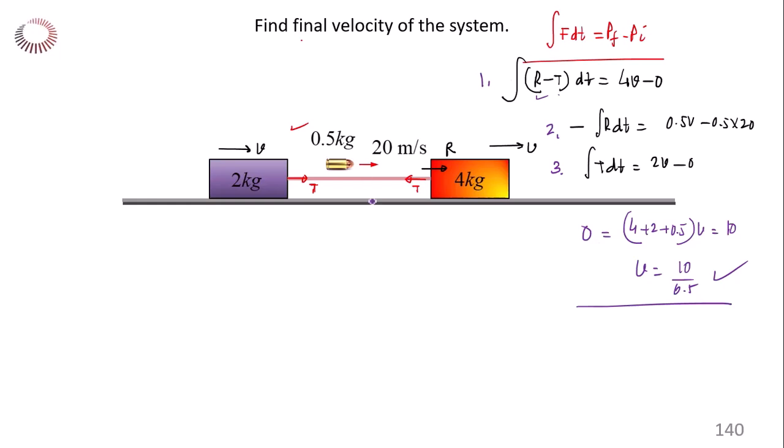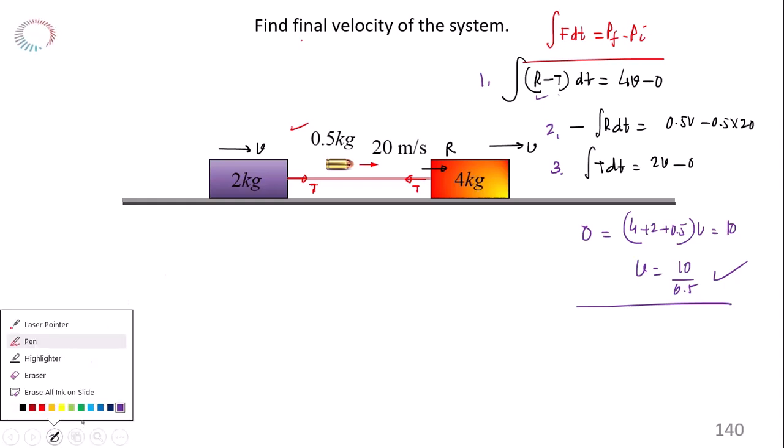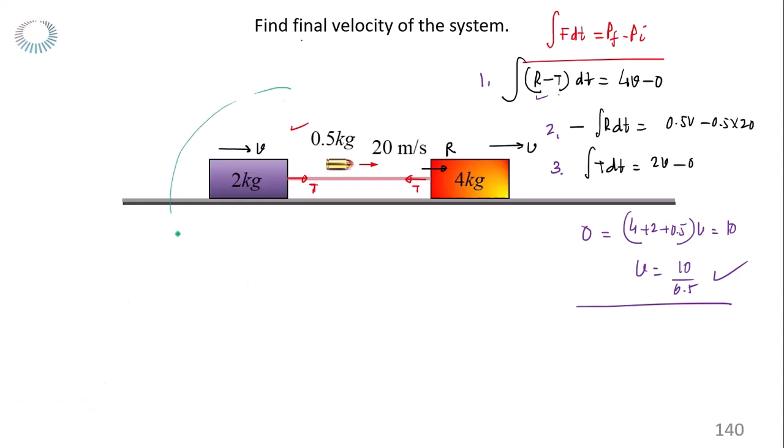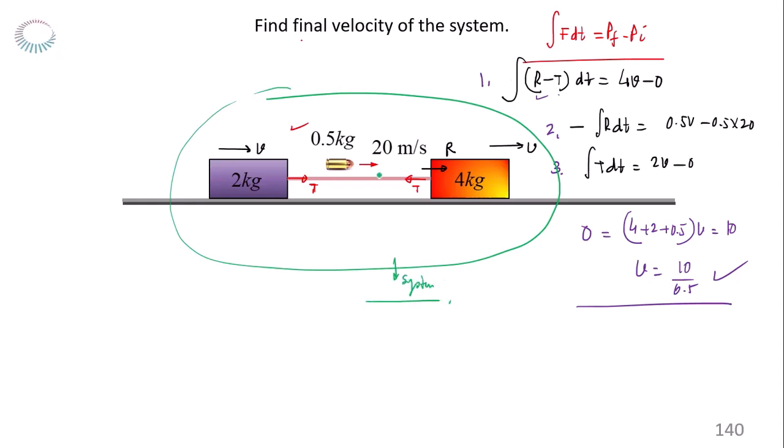So now, if I want to apply the conservation of momentum, if you clearly follow the diagram, I can say that for the entire system, the 2 blocks and the bullet, if you take this as a system, the net force is 0. Why? Because this P and that T will cancel out. So this R acting on the 4 kg block and the other R acting on the bullet will also cancel out. So the net force on the system is 0, and that means I can apply the conservation of linear momentum for this as a whole for the entire system.